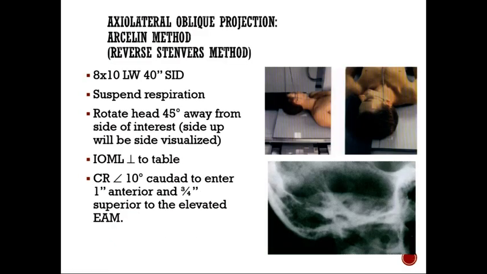Another axiolateral projection is called the Arcelin method. This is essentially the reverse Stenvers, but in this case we're going to rotate the head 45 degrees away from the side of interest, so we'll be looking at the upside with a central ray directed 10 degrees caudad to enter 1 inch anterior and 3/4 inch superior to the upside EAM. And again, you can see your mastoid here.